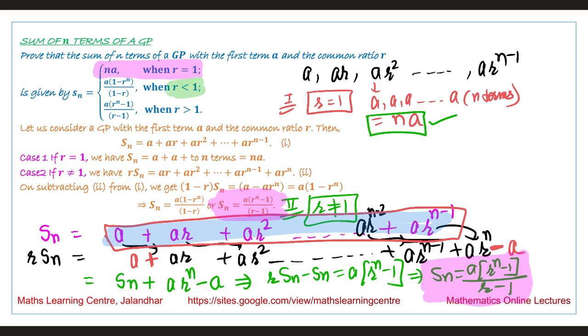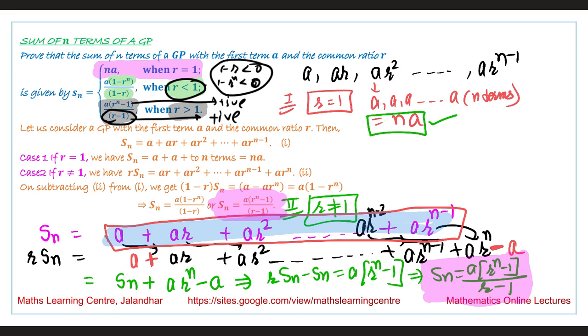We are saying when r is less than 1, we are writing it as 1 minus r raised to the power n over 1 minus r. And when r is greater than 1, we are writing r raised to the power n minus 1 over r minus 1. Why are we writing in this way? So that this r minus 1 will be positive. When r is less than 1, 1 minus r will be positive and 1 minus r raised to the power n will be positive. So this whole term will be positive. That is why we are dividing it into two parts.